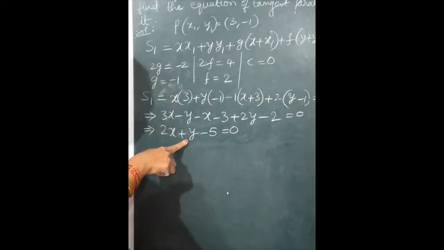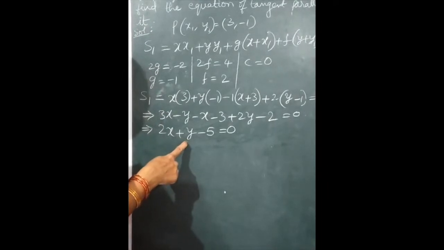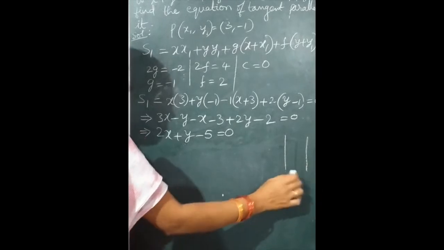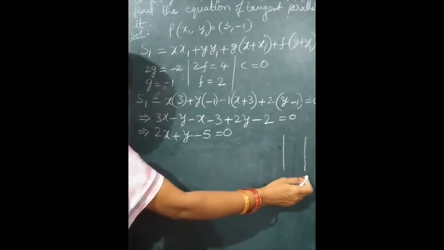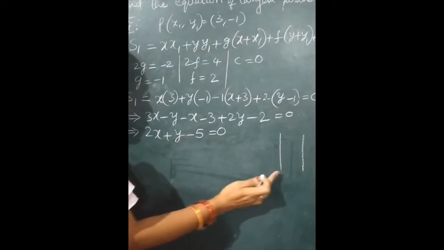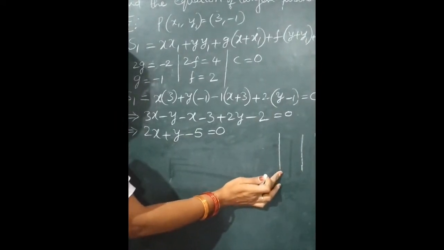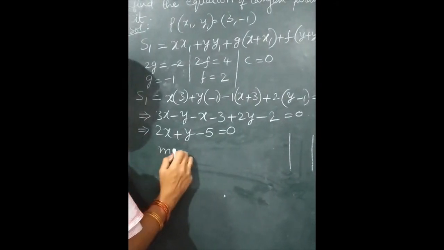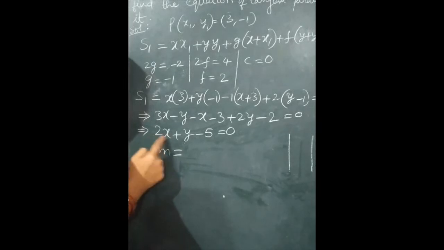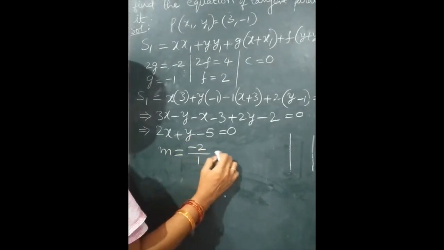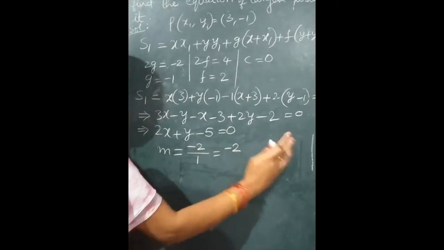So, the tangent equation parallel to this. If two lines are parallel, the slopes are equal. So the required tangent slope is equal to this slope. What is the slope of this tangent? M is equal to minus x coefficient 2 by y coefficient 1. This is equal to minus 2.